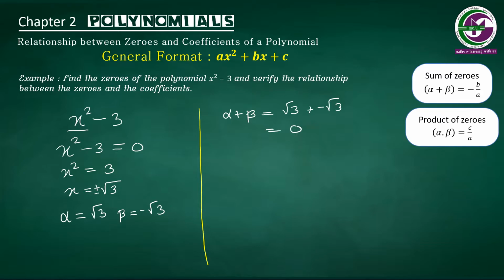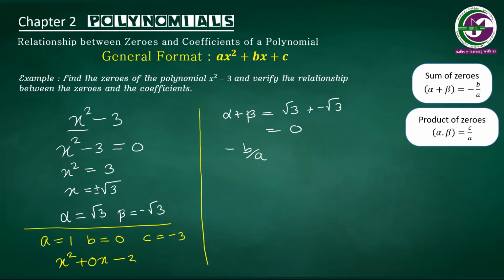Now we'll find minus b by a. Before that, we need to write the values of a, b, c. So what are the values of a, b, c? Here a is the coefficient of x square, that is 1, and b is the coefficient of x. There is no x here, that means it is 0. And c means the constant term, that is minus 3. The same polynomial can be written in the standard form like x square, since there is no x term, you can add 0x minus 3. So you'll get the b value is 0.